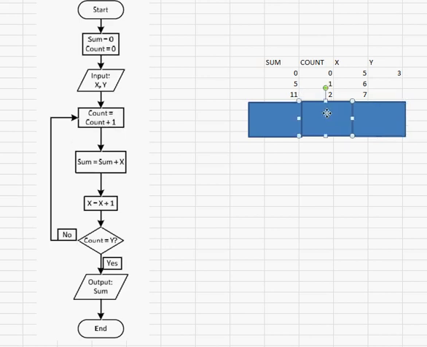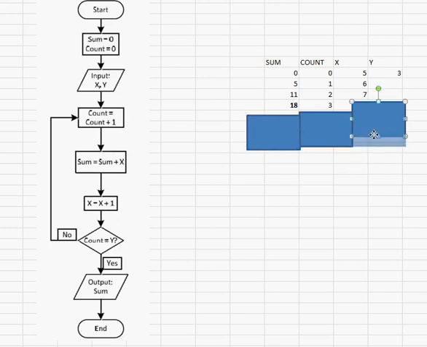Count is equal to count plus 1. So it is now 3. Sum is equal to sum plus x, which is 11 plus 7, which is 18. X is equal to x plus 1, which is 8. Is count equal y? Yes, your output is sum, which is 18.